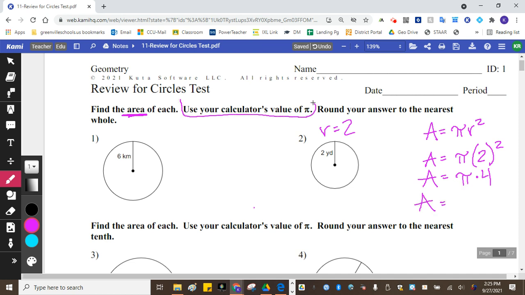It says to use pi. So I'm actually going to hit the pi button.